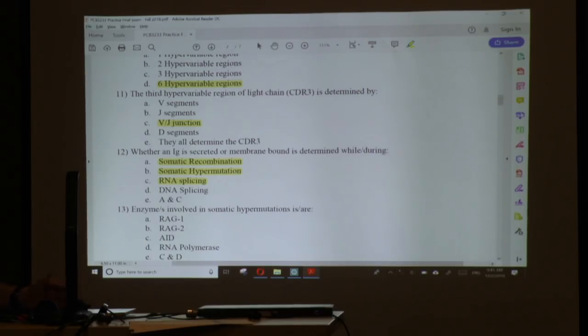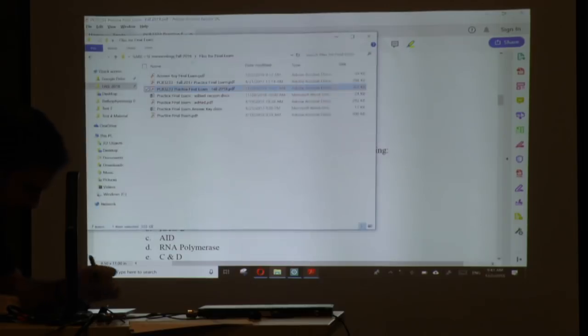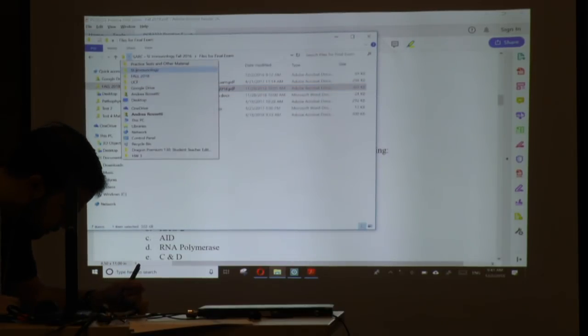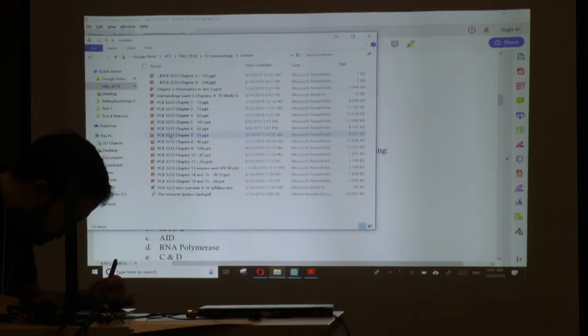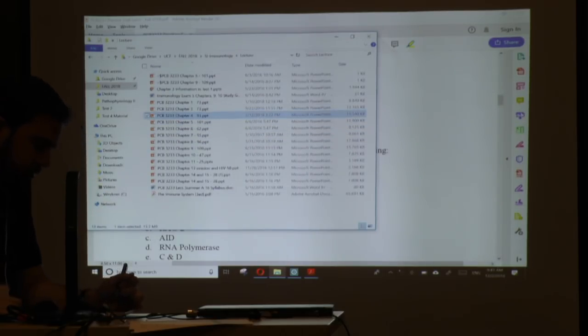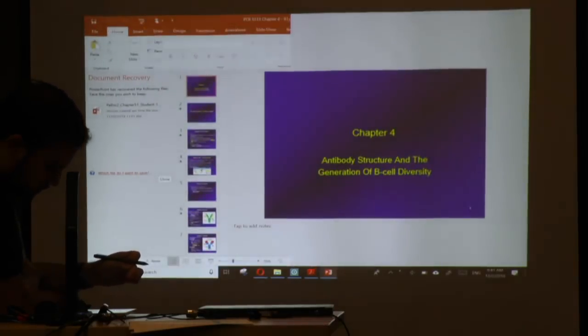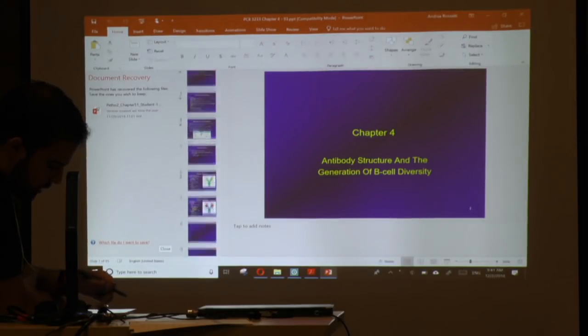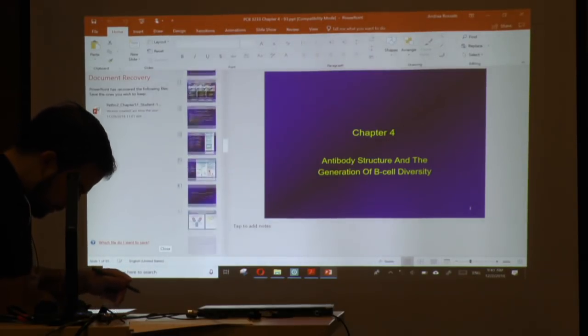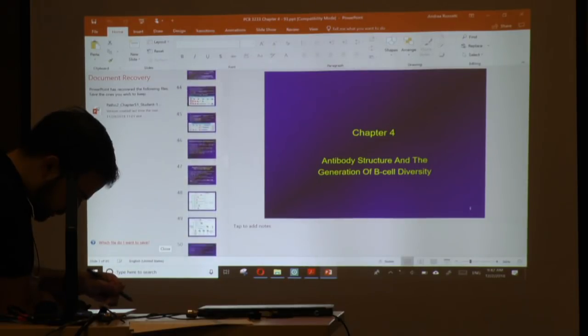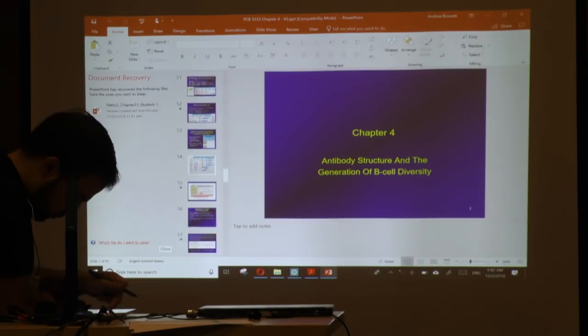What's up? This is going to be the somatic recombination chapter. I want to say it's like 4. Hold on, let me see really quick. Lecture. Yeah, chapter 4. Let me just make sure. Yep, antibody structure and generation of B cell diversity. So I can actually pull up the slide really quick. Here it is.